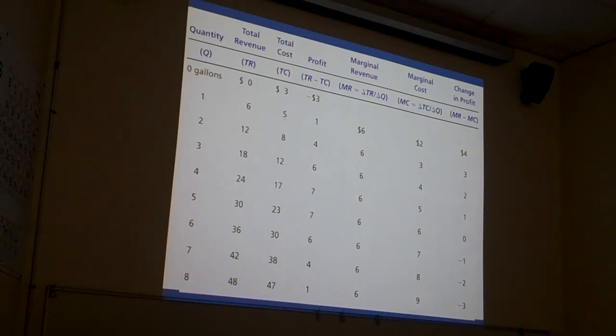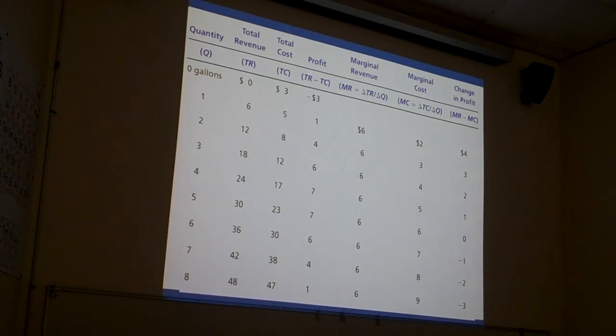The next day comes around. We produce one unit of milk and sell it, so our total revenue is $6, because that's the price. Now our cost is starting to go up. What is the difference between $3 and $5 in terms of cost? I mean, obviously it's two. What is it representing?